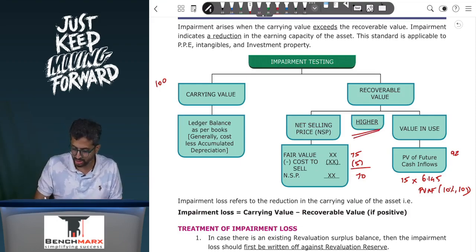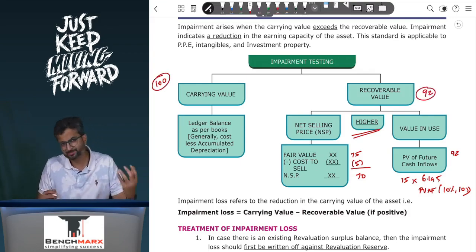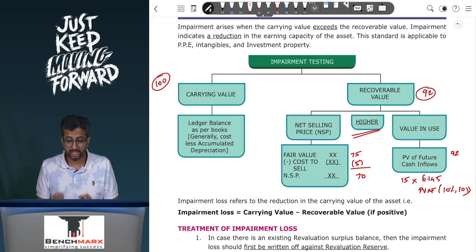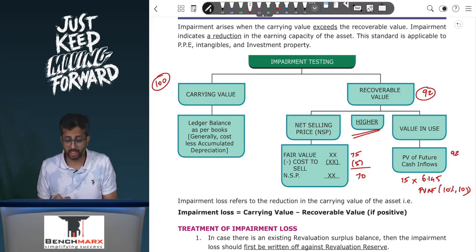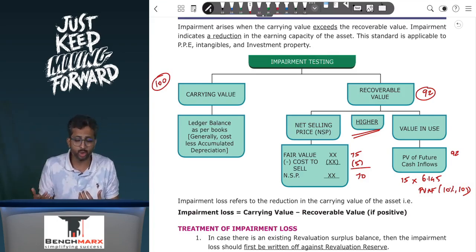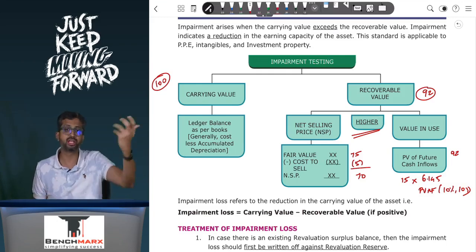Remember, you have to consciously remember what the asset is capable of giving. Well, 92. Recoverable value is the higher of the two, which is 92, which means if I were to look at the impairment, I will say that the asset has an 8 rupees impairment. Well, why? Do the best thing you can, still the asset can throw back only 92 at you. However, in your books you are telling the world that the asset is worth 100.